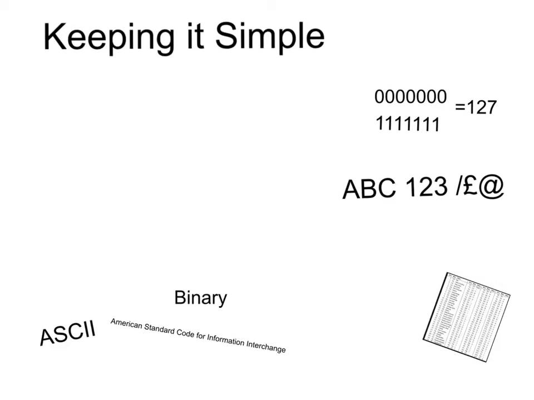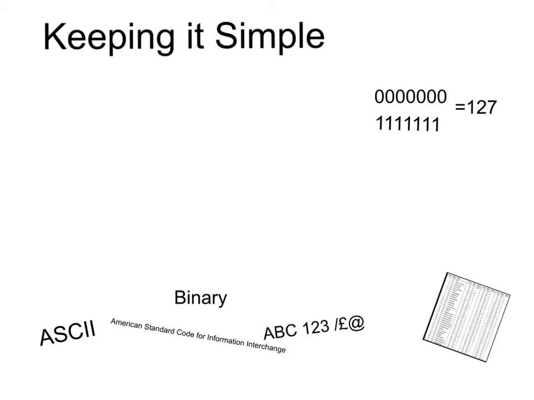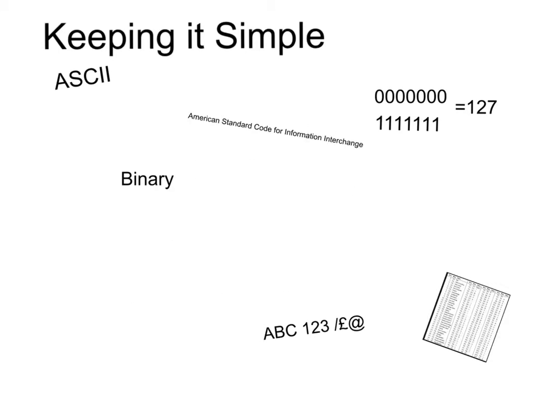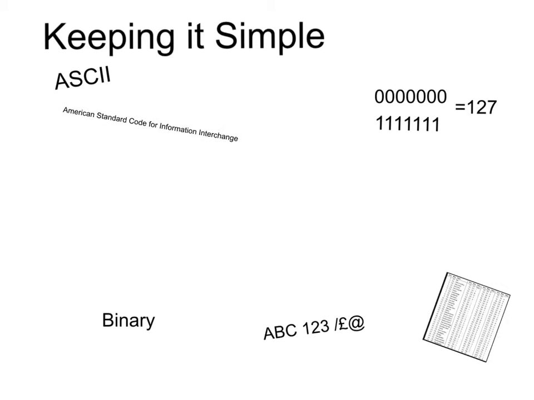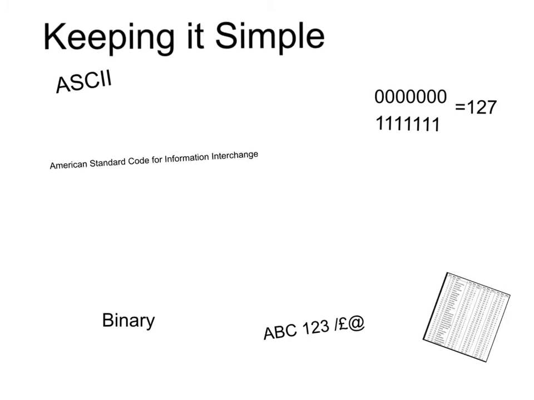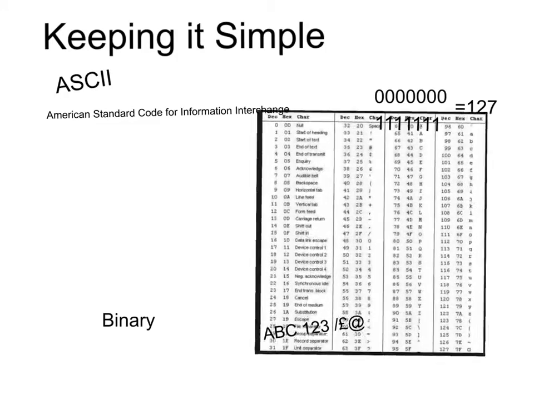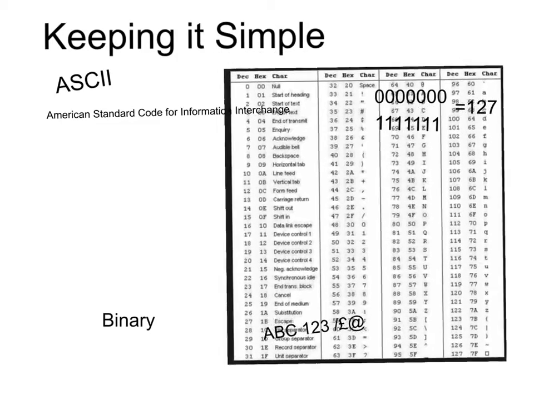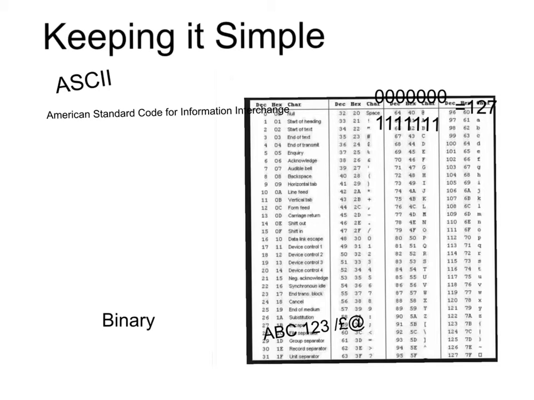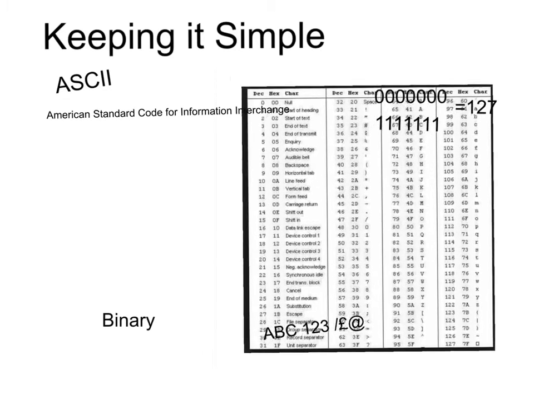It still didn't solve the problem of companies agreeing. Eventually they did agree. They came up with this standard, ASCII it's called, and it stands for American Standard Code for Information Interchange. And what the code looks like is this. Every single character on the keyboard had a code.